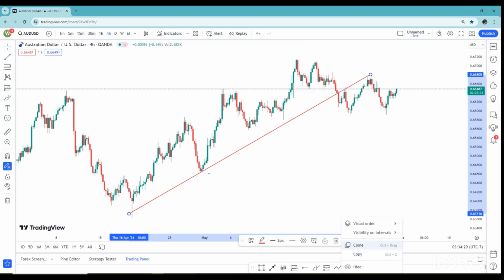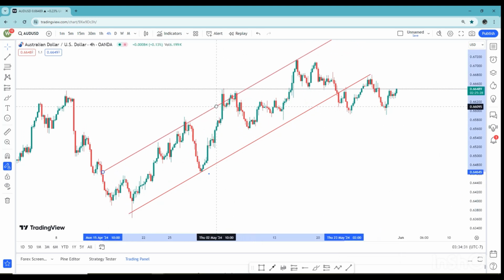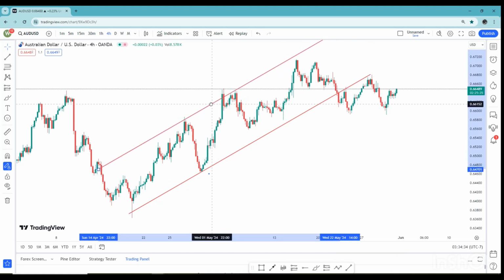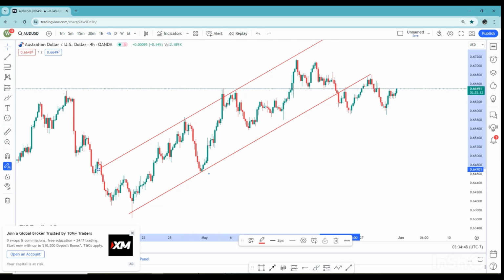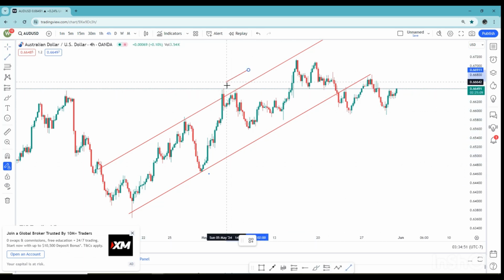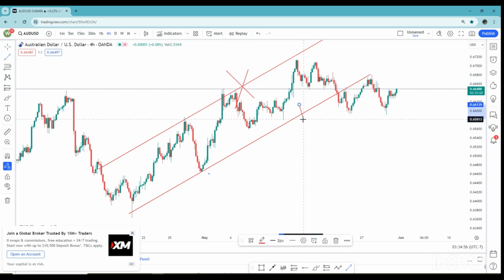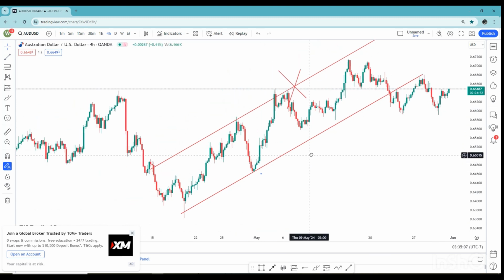I don't care about the resistance, because in this case resistance means nothing, because the market is under the support and resistance. So right now I don't care about the resistance. Now all I'm focusing on is this. I'm focusing on support, because now the support has already been broken.